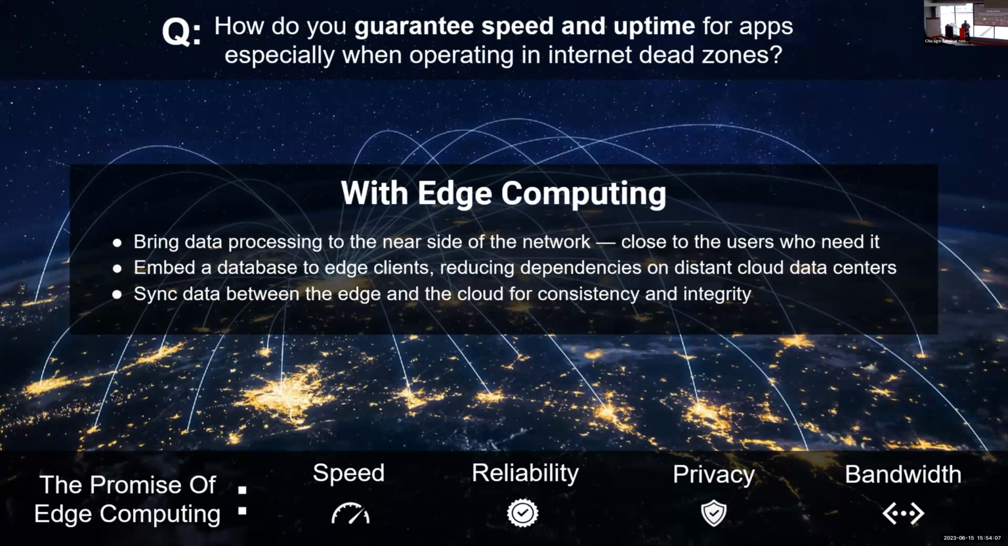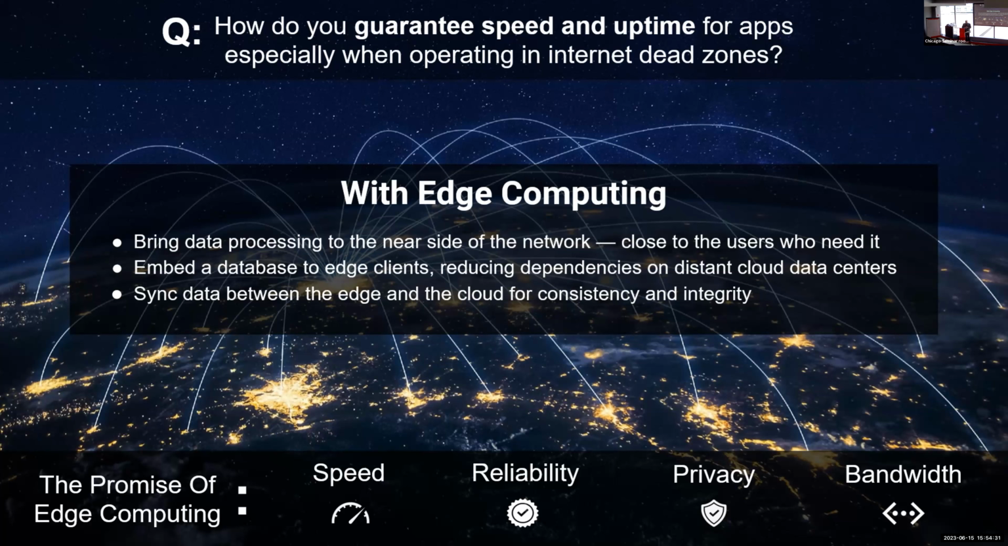The goal of edge computing is to bring data and data processing and computing closer to the applications that consume it. And to do so, you need to do things like embed a database to edge clients, and that reduces dependencies on the internet. And you need to synchronize data across the edge, from the cloud to the edge of the device for consistency.